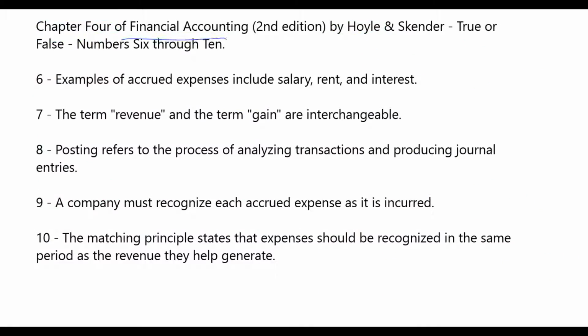Now we're going to look at true false questions 6 through 10. What we're doing here is trying to add to your knowledge to make sure that you understand how this chapter works and how financial accounting works.